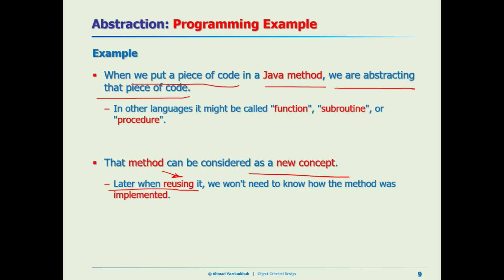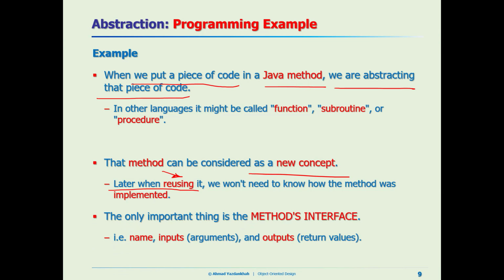Okay, so the only thing that is important for us is the method's interface. Whatever we see from now on from that method, what are they? It's just its name, the inputs, the arguments, and the outputs, what the return value is. All right. So these interfaces are important for us.